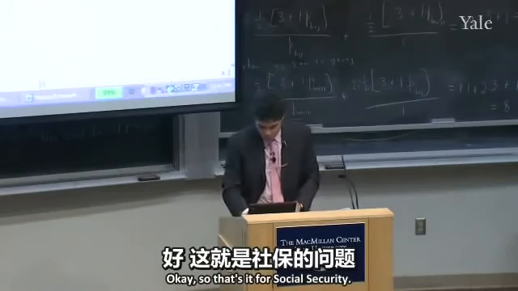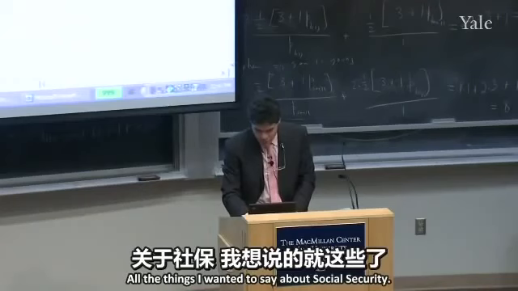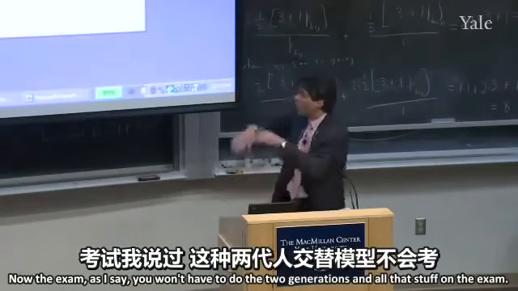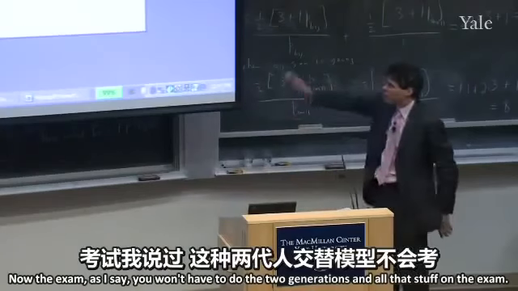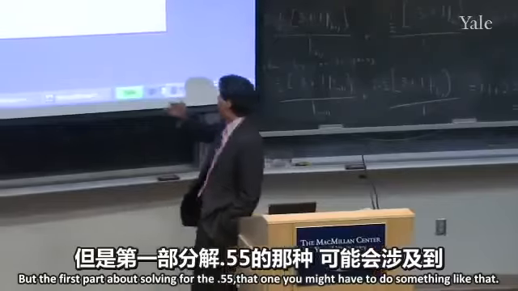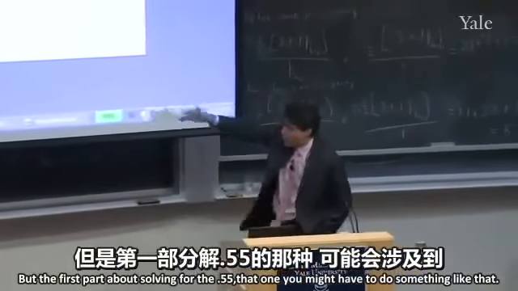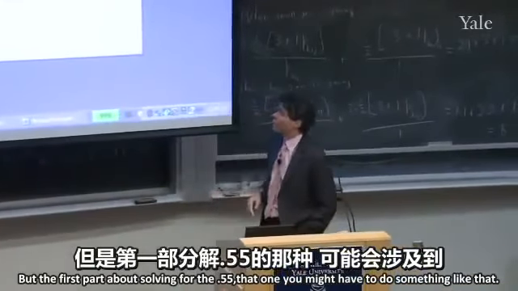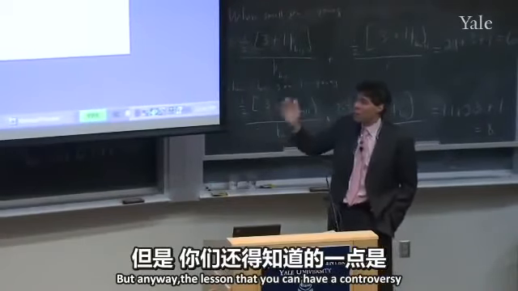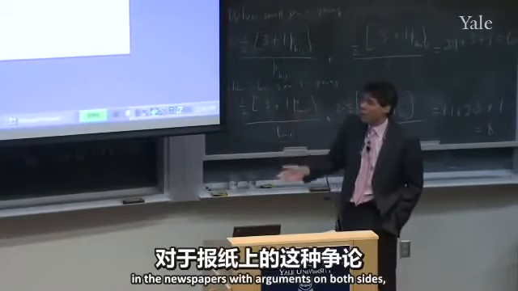Okay, so that's it for Social Security, all the things I wanted to say about Social Security. Now, the exam, as I say, you won't have to do the two generations and all that stuff on the exam, but the first part about solving for the 0.55, that one you might have to do something like that.